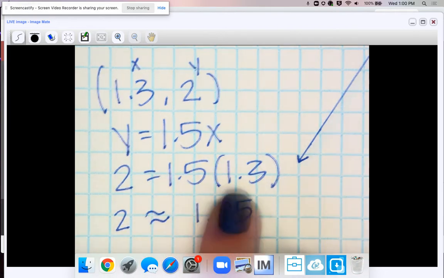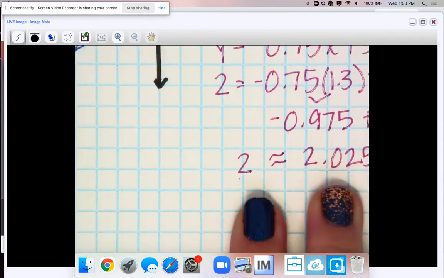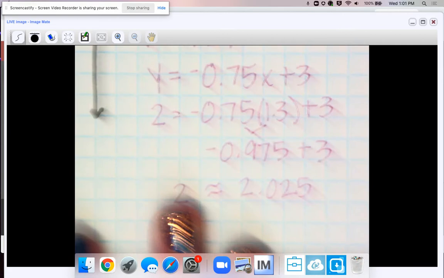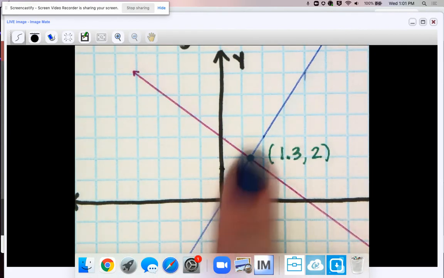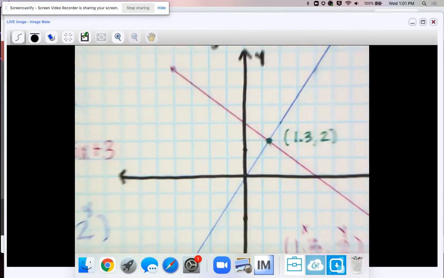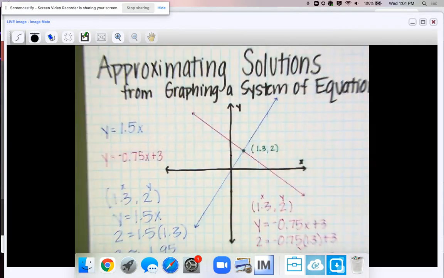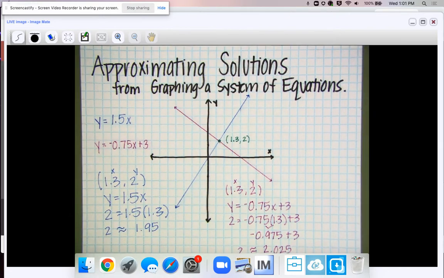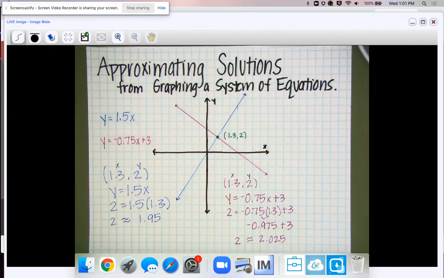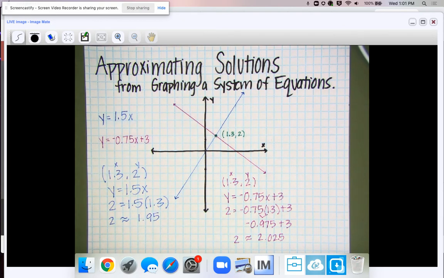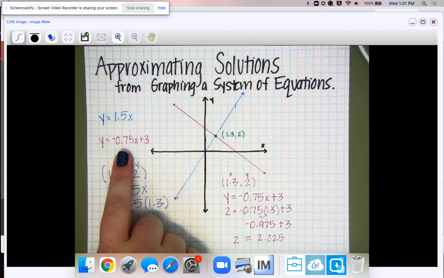So it's close to 1.32. This one is also very close. And so I could say that this is an approximate solution to this system of equations. It is not an exact or precise solution. Can you find a precise solution to this system? You absolutely can. And to do that, you would use a different method other than graphing. You would use substitution or linear combination, which is also called elimination. Linear combination and elimination are the same. And so the best way to find a precise solution for this would be to use one of those other methods.